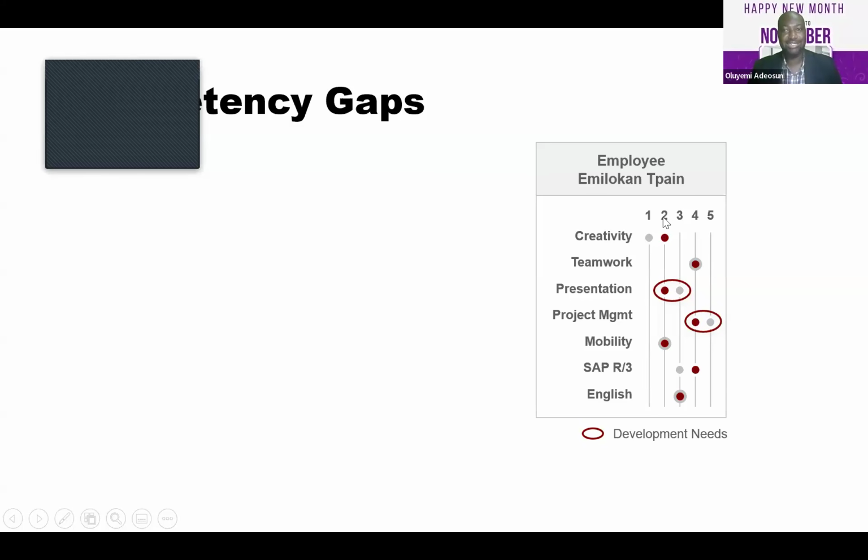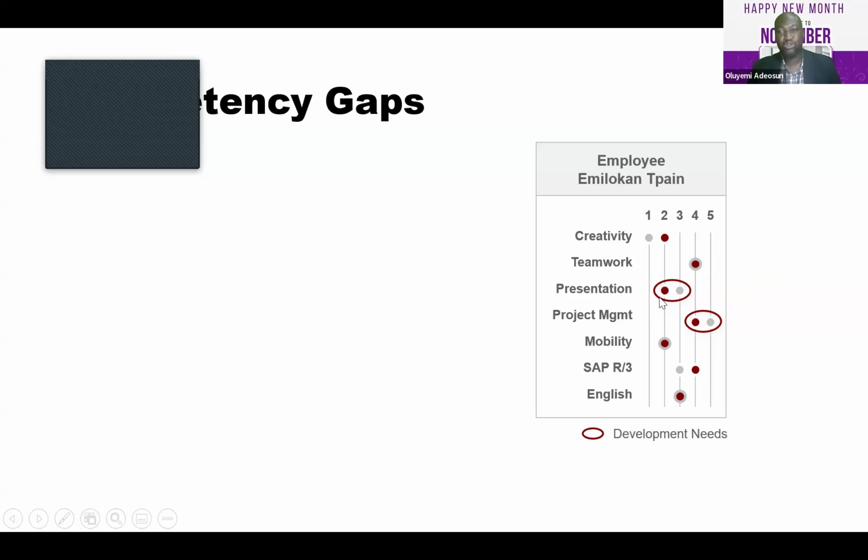But he has what? Red. Red means he has two. So he's over qualified, which is good. Teamwork, he should have gray, he has red. So you see that there's an overlap. So it meets what we need. Then presentation, you see here, he should have gray, but he has red.